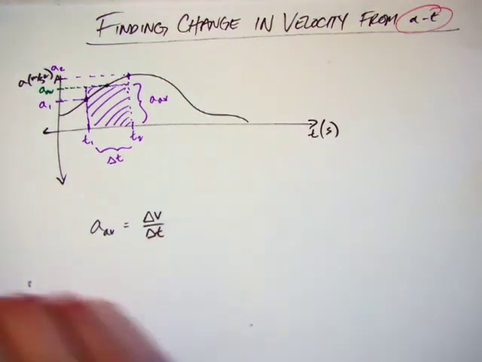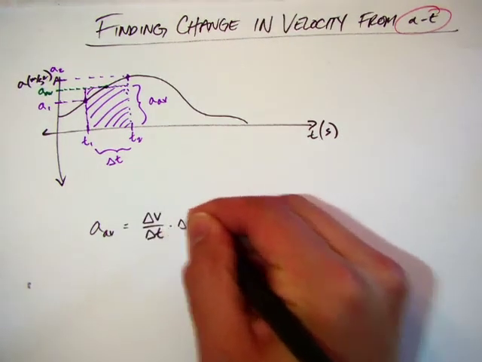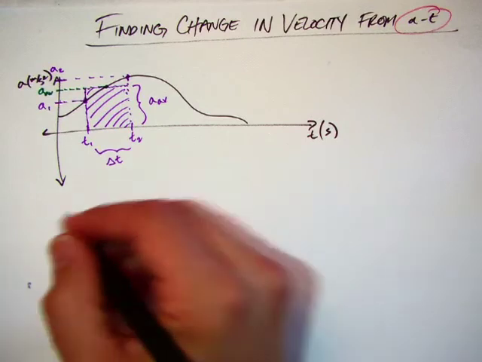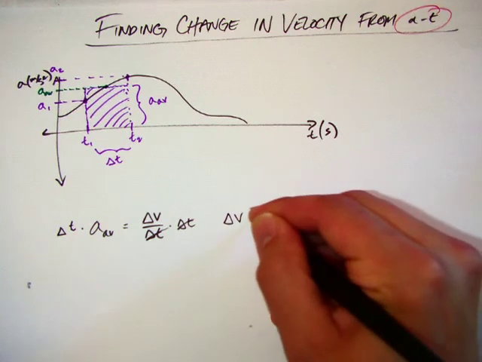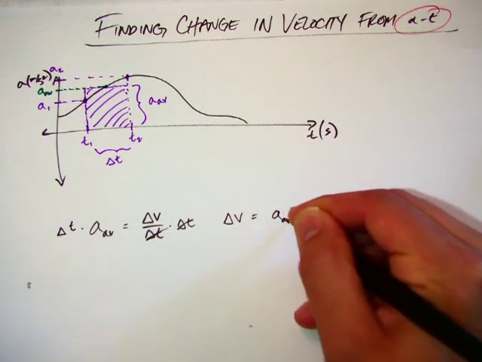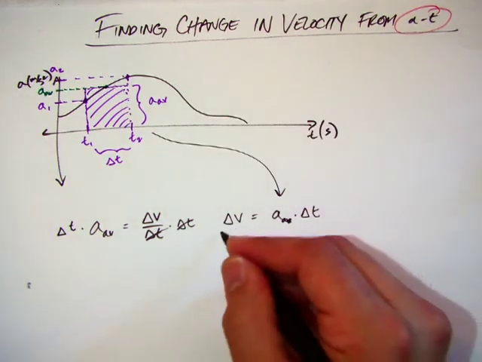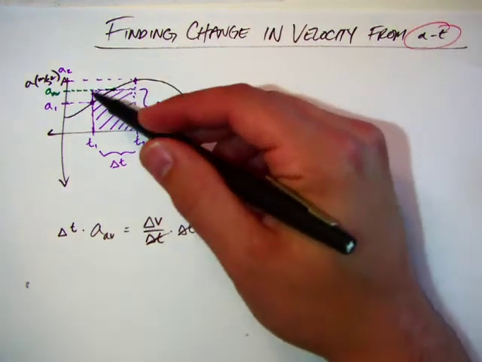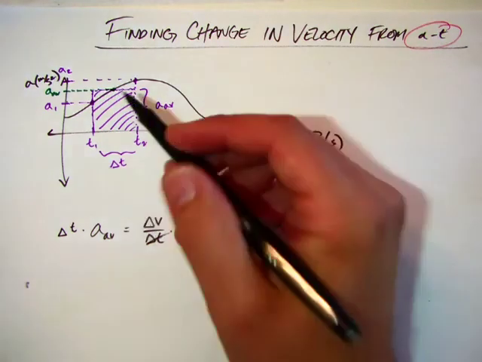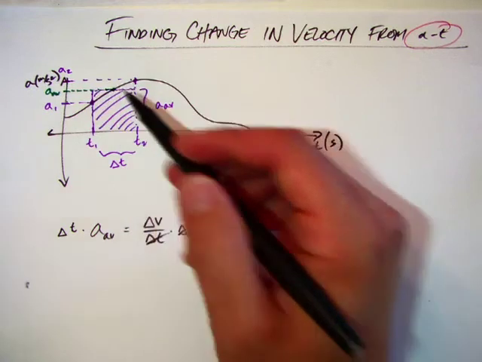So in this case, I'm going to take my equation for a average, which is change in velocity over time, multiply both sides by delta t, and what I get is a average times delta t is equal to my change in velocity. So if I find the area underneath my acceleration time curve, this area of this little box, I'm really looking at the average acceleration between 2 points times the time interval.